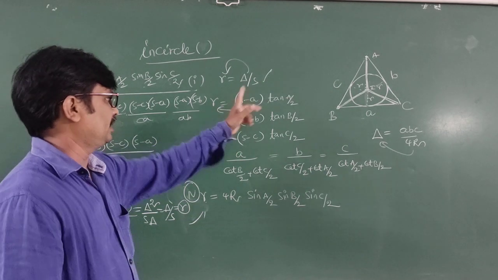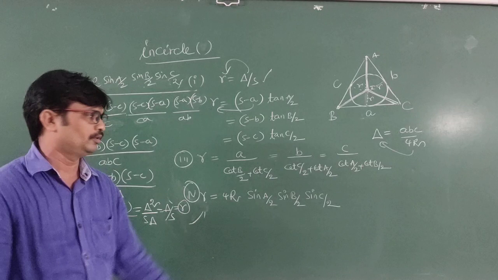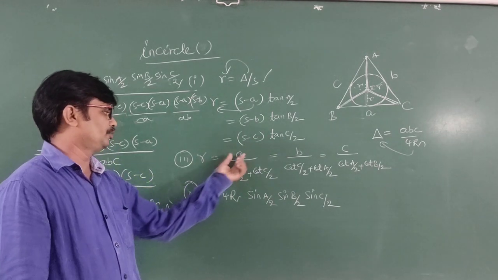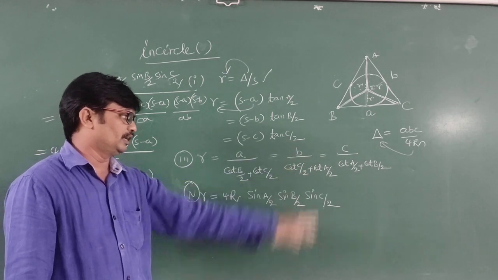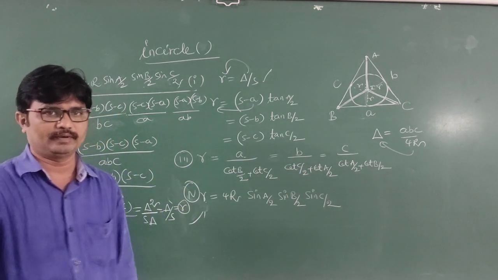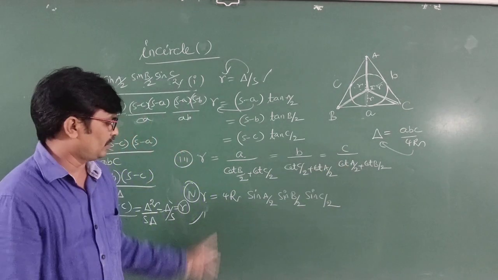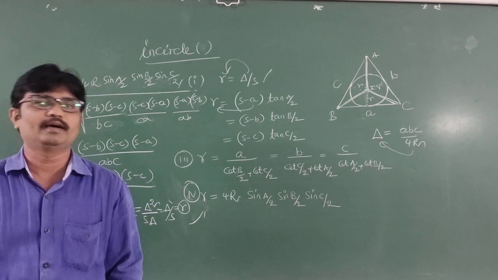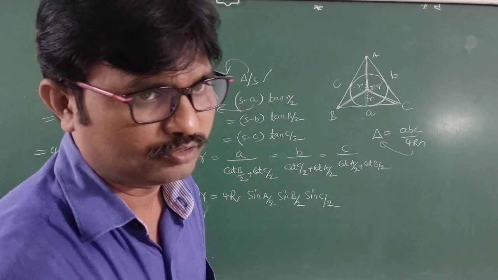r equals (s minus a) tan A by 2, equal to (s minus b) tan B by 2, equal to (s minus c) tan C by 2. Now the small r equals a upon cot B by 2 plus cot C by 2, equal to b upon cot C by 2 plus cot A by 2, equal to c upon cot A by 2 plus cot B by 2. Finally, this is important: the small r is 4R sin A by 2 into sin B by 2 into sin C by 2. Okay students?